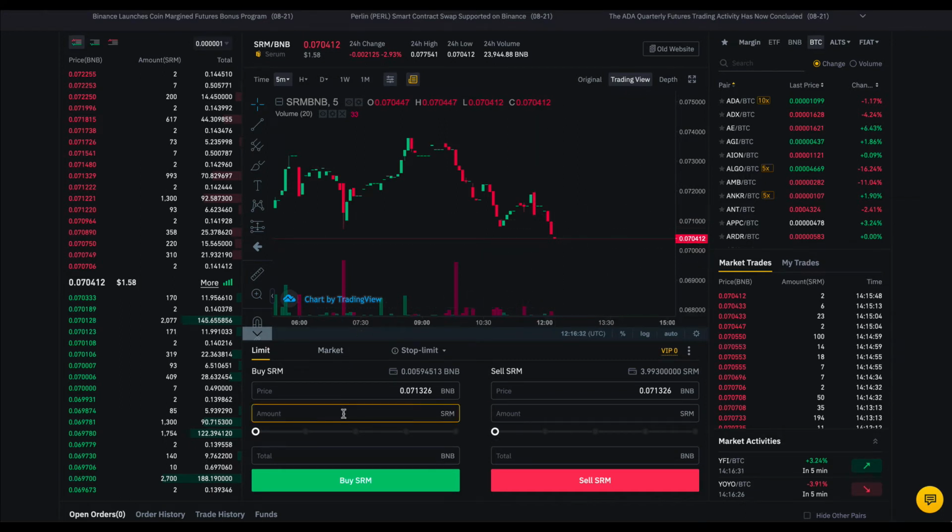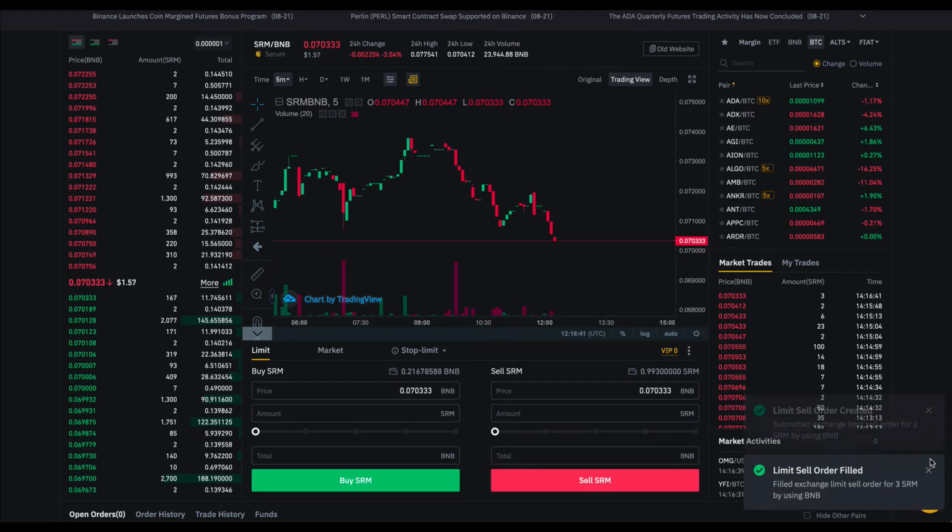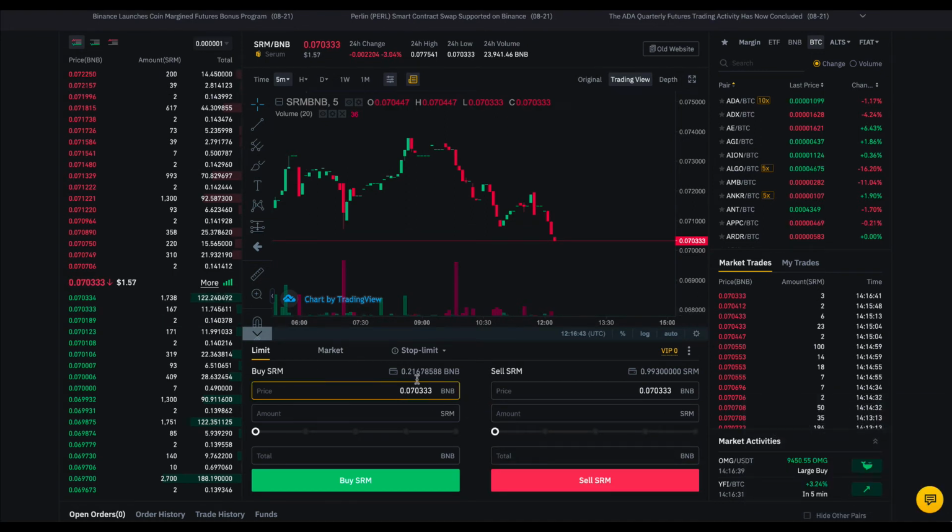So the quickest way to get around it, if I want to sell instantly, I need to take from a buyer. And I can sell him that, and I can just sell, and that should fill instantly. There we go. So now we're on this side.